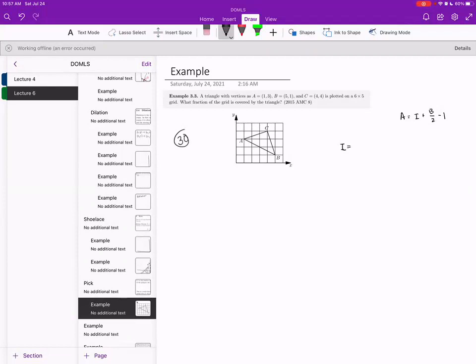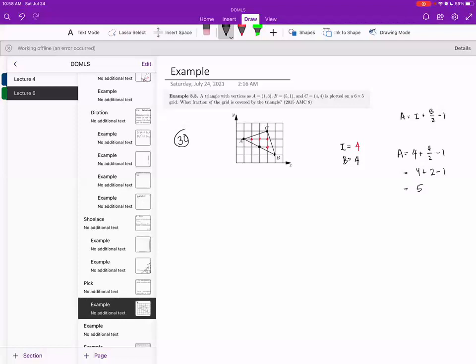Let's start by finding the number of points on the interior of the triangle. Well, there's 1 here, 2, 3, 4 points on the interior of this triangle. So we know that I equals 4. And then for B, for boundary points, there's 1, 2, 3, and then there's this 4th point that's also on the boundary. So B is also equal to 4. Now when we plug this in, our area is just going to be 4 plus 4 over 2 minus 1, which is 4 plus 2 minus 1, or 5.